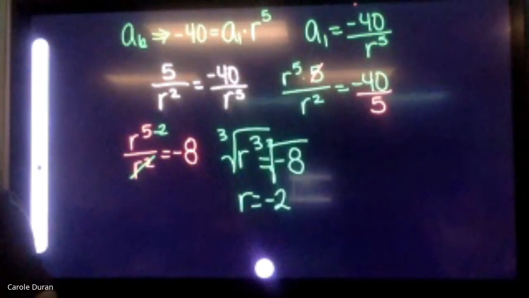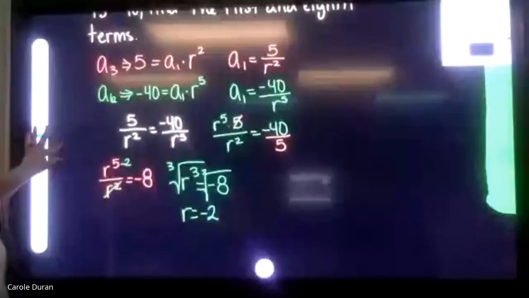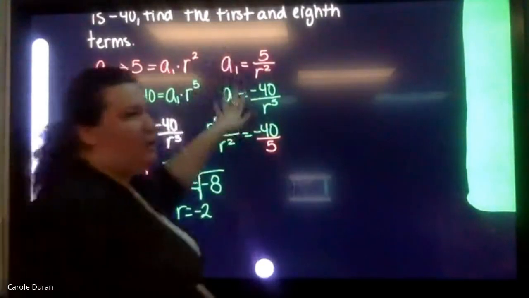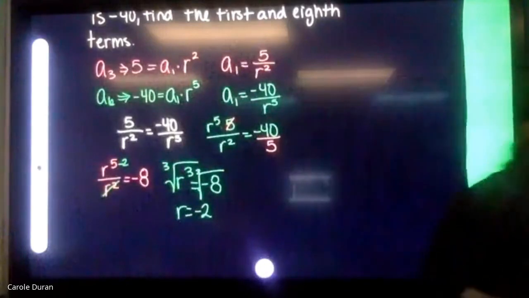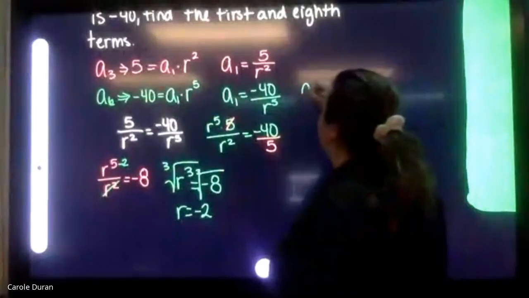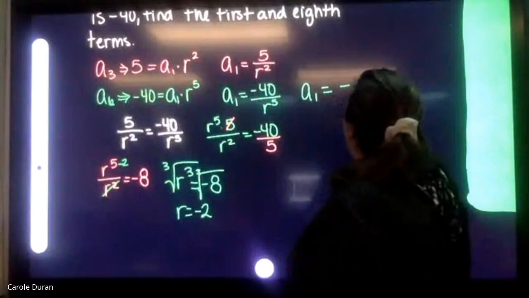Plug it back into what? Which term equation? Because I had 2 happening. Doesn't matter which one. I'm probably going to plug it into the version that already has A1 isolated since that's what I'll be solving for. So I'm just going to go ahead and plug it into the bottom one. And when I do, I get A1 equals -40 over -2 to the 5th power.